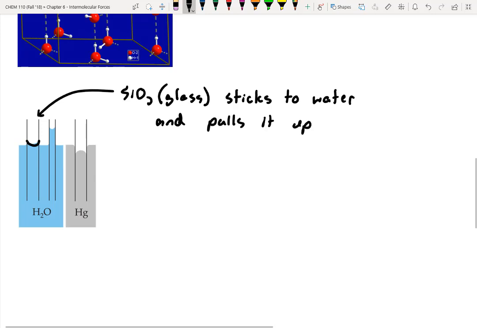If you think about an element like mercury, that's a metal. It has a very, very different intermolecular force. In this case, you get the opposite effect. You get an upside down meniscus because the glass very much does not want to stick to mercury, so you get this kind of bubble sticking up. But that's all due to intermolecular forces.